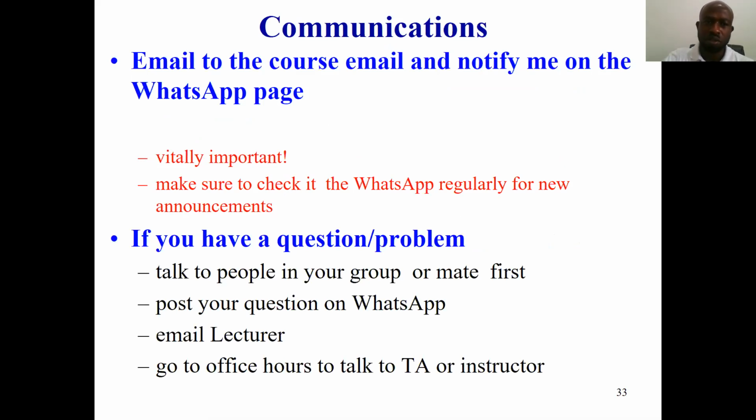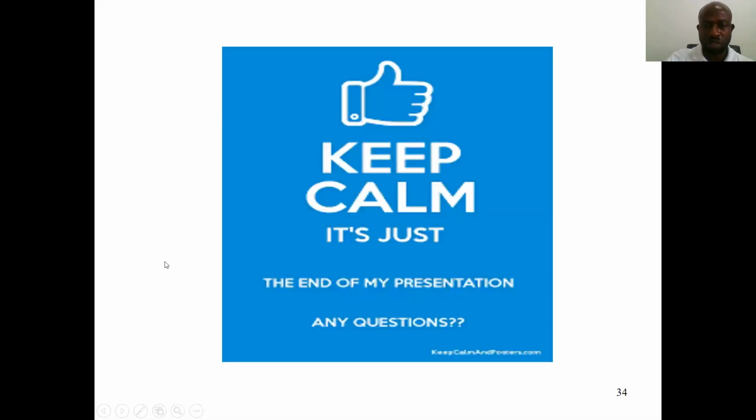If you want to communicate to me with respect to this course, you can do so through email or through the WhatsApp page that we have created. If you have any question or problem, you can talk to your group. The first thing to do is to contact your course mate. If there is no solution to your problem, then you can contact me or my TA. Or you can book an appointment with me and come to my office and have an interaction with me.